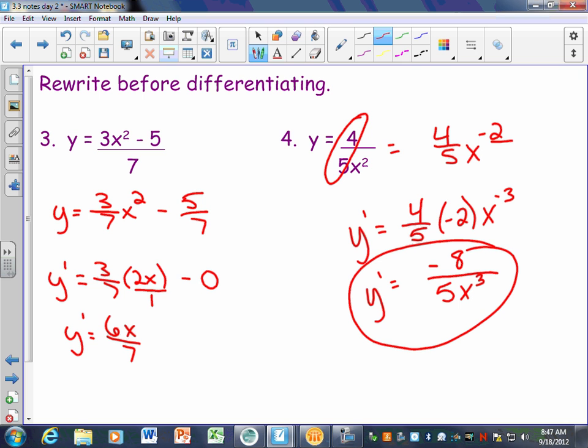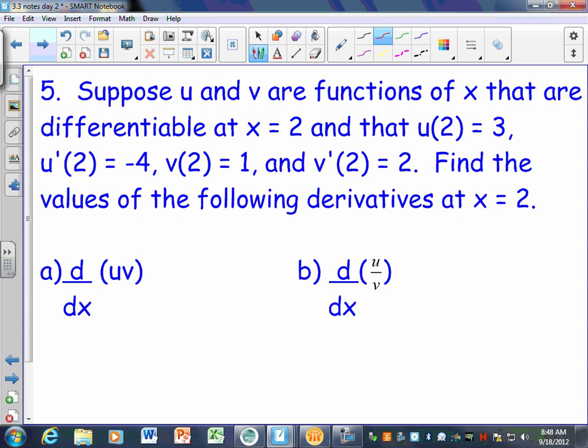Questions about that? Let's see what else I got. Oh my goodness, look at this big one. I'll give you a minute to write this down. What's some hard ones on your homework?